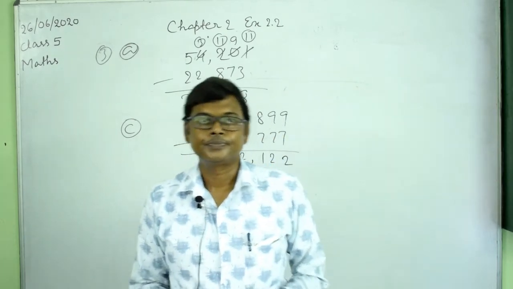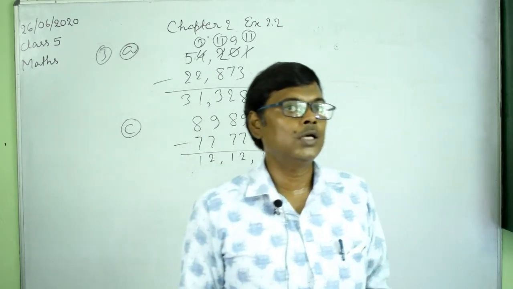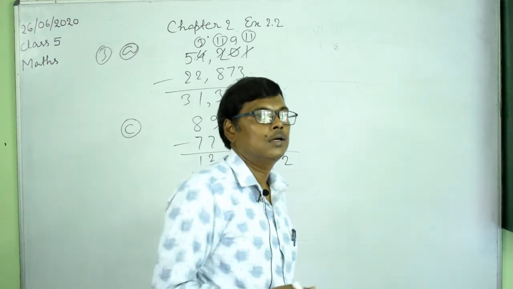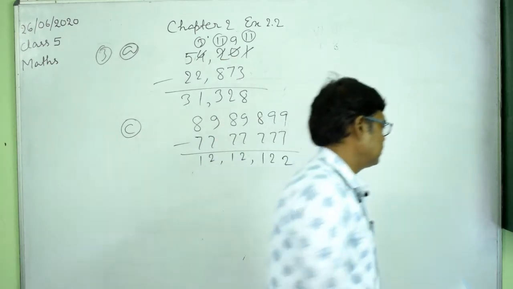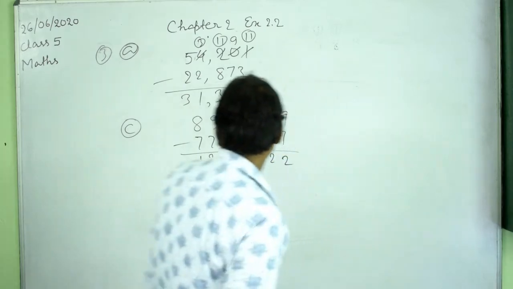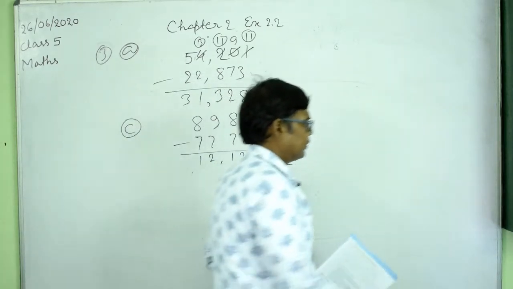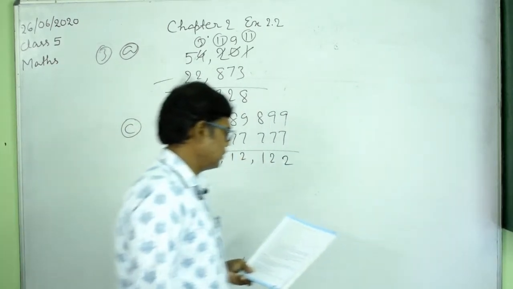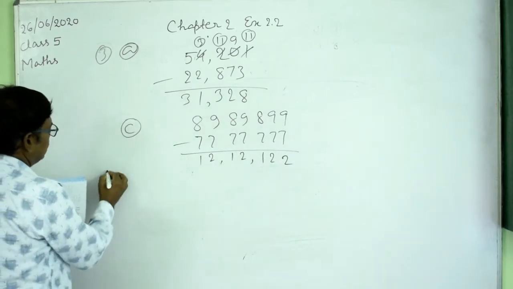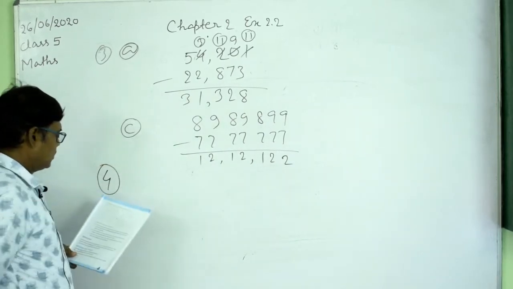Now next, question number 4, and in this we have to find the missing digits. Okay, this is interesting. You will enjoy finding the missing digits in this subtraction. So let us find how to find the missing digits in the given question. So let us see here, question number A.